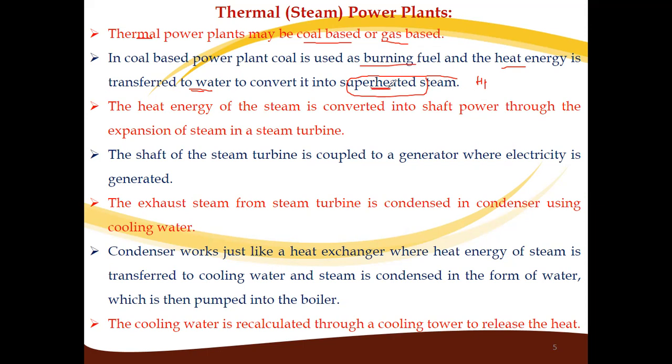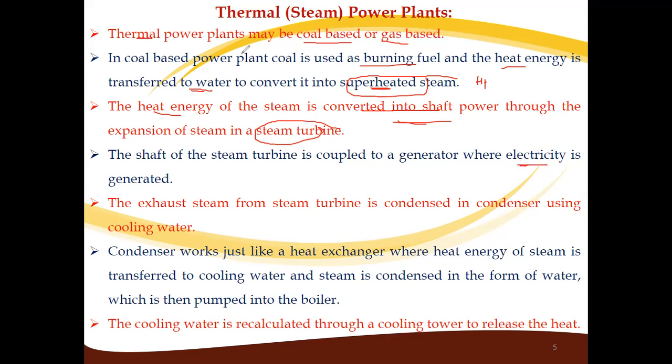Again, the heat energy of that steam is converted into shaft power by using the expansion of steam in a steam turbine. So we convert heat energy into mechanical energy or shaft power. Now this shaft of the steam turbine is coupled to the generator, where we can produce electricity.